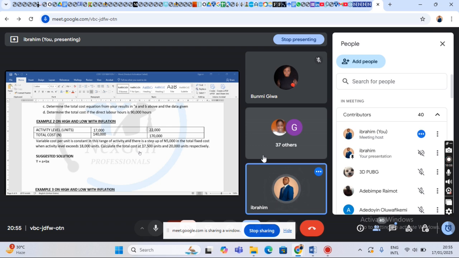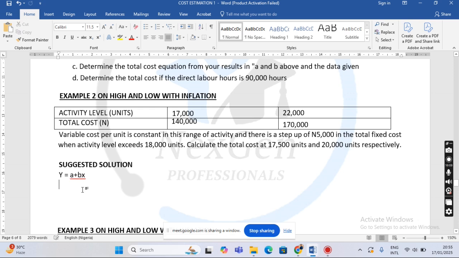That is very wrong, because your variable cost per unit is supposed to be affected as well. So down your fixed cost. Excuse me. So how do we do that? Now we need to get the variable cost per unit, which is B.